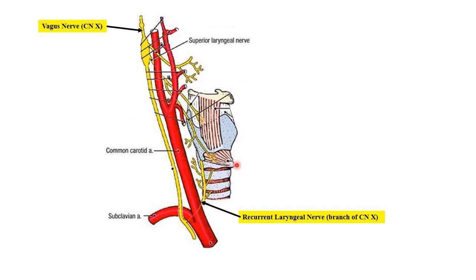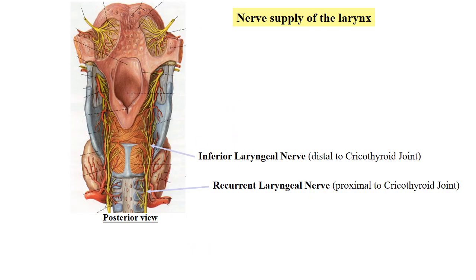On the other side, we have the left recurrent laryngeal nerve. It's going to ascend basically in a groove between the trachea and the esophagus. The esophagus would be over there; we can't see it. It's going to ascend up that groove, heading right for the larynx. And this is it right there.